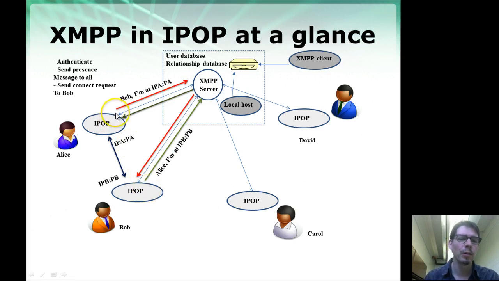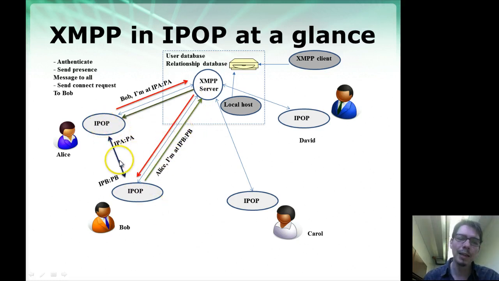So Alice can now send a message, "I'm alive, I'm present," that could go to all her connections, or she can send a message just to Bob, saying, "Bob, I'd like to connect to you. This is the endpoint of the machine that I'm using." And Bob should also be able to send a message to Alice: "Hi, Alice, I'm here too, and this is the endpoint that you should try."